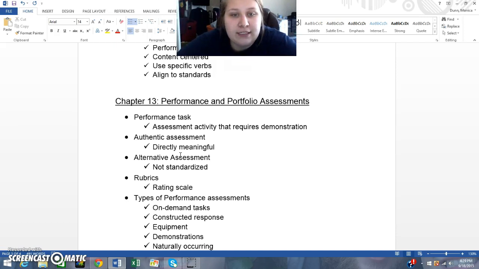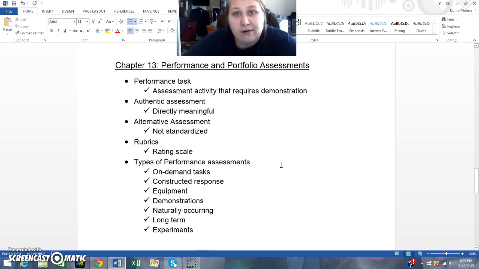Okay, and then we have an authentic assessment, and that is an assessment that is directly meaningful to the student. And then we have an alternative assessment, and this just means that it's not a standardized test. And many people use authentic and alternative assessments interchangeably as well, but they're not necessarily interchangeable. Okay? And when you're doing performance assessments, you have to make sure that you use rubrics, and that's just a rating scale, and it lets the students know what they have to do to get what score.